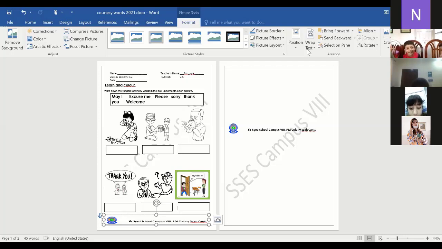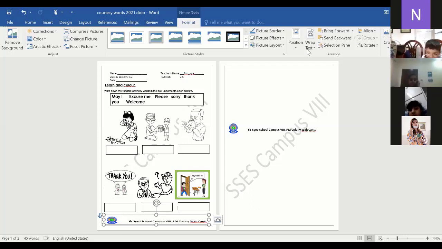Shall we start? In the first picture, you can see that the girl has accidentally broken the doll. The doll has been broken into pieces and she's crying. So she has made a mistake. What will she say now? Which courtesy word will she be using? She will use the courtesy word, sorry. She has made a mistake, so she should say sorry.